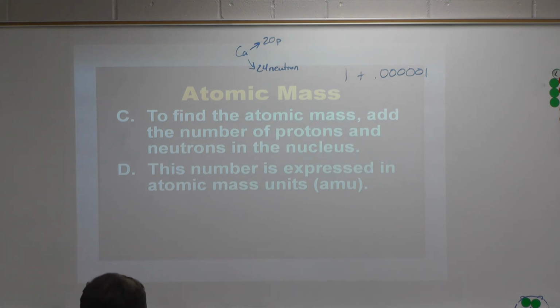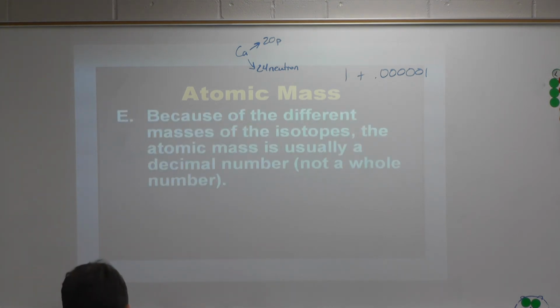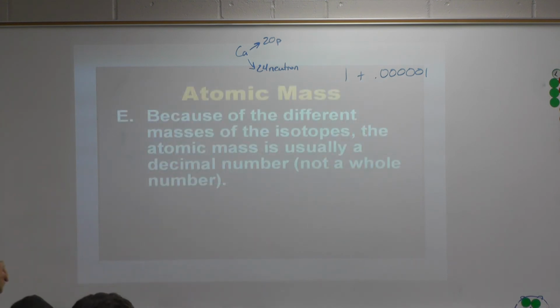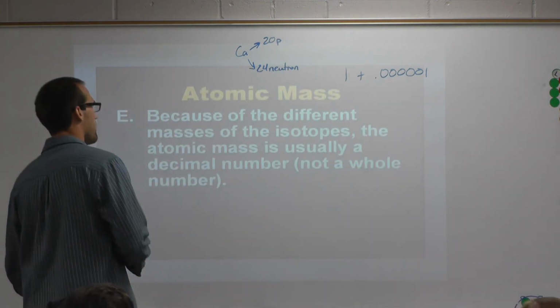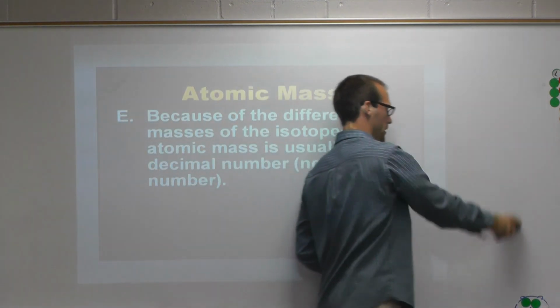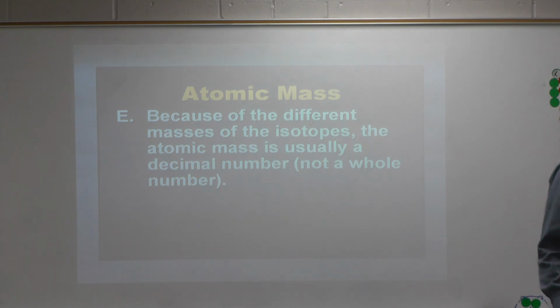Okay? Almost done. One more. Oh, whoopsies. So this is going into that weighted average thing I was talking about. Okay, if the atomic mass is just the number of protons and neutrons in an element, why is it not a whole number on the periodic table? The weighted average.